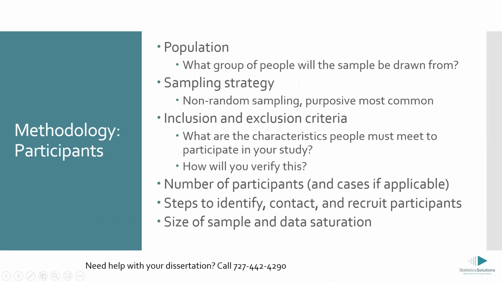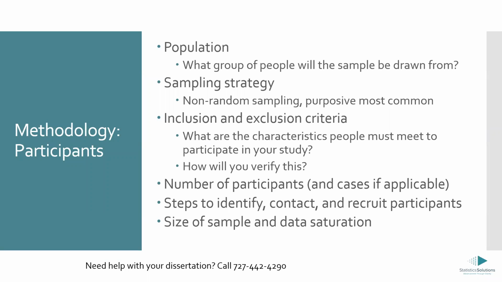In your methodology section, there are a couple of things you will include, and I recommend separating this out, so having a subheading for participants. So you'll describe the overall population. What is the group of people from which you will draw the sample? That's all the people that could potentially be included in your study. Obviously you're not going to include every single person. You're going to have to sample from that. So what is that larger population? What is your sampling strategy?